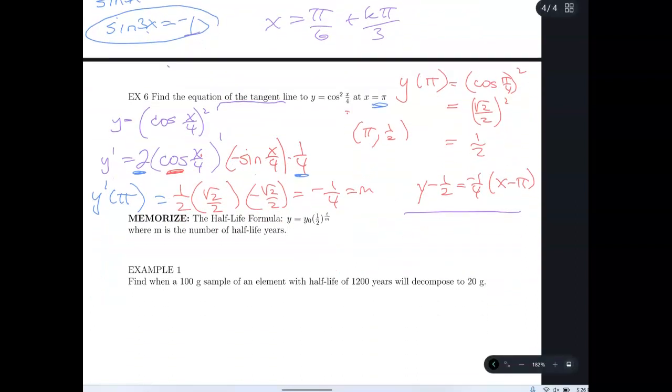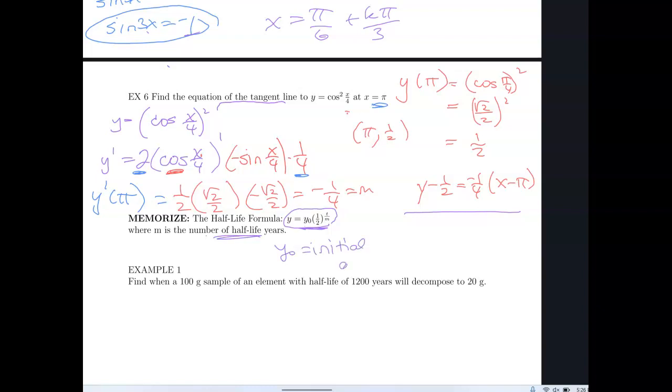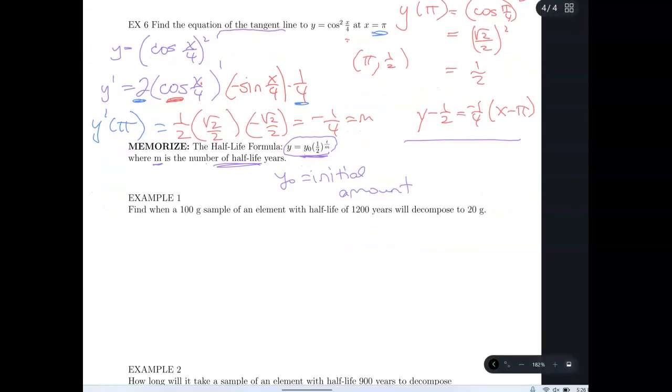All right, so this is randomly placed, but it's something I'm told I need to cover. It has nothing to do with chain rule, but I want you to memorize this formula for half-life. So y sub 0 will be the initial amount, and m is the number of half-life years. So let's just go and dig in. It's a formula you're going to want to memorize.